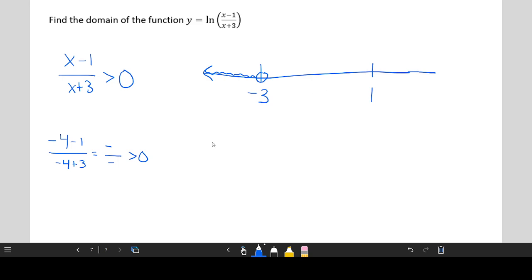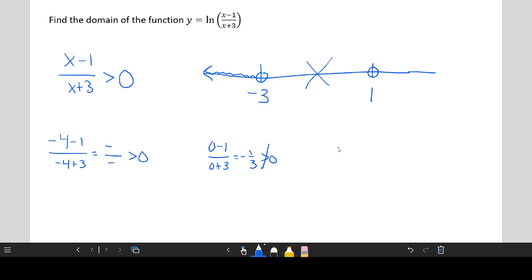For the middle, I'm going to use 0. That's a pretty easy number to use. We're going to have -1/3 here, which is not greater than 0. So if we plug in 0, we get a false statement here, so no solutions in the middle. The number 1 is going to give us a false statement as well, because we'll get 0 on the left. We'll have 0 over 4, which is 0. But this is a strict inequality. Right? 0 is not greater than 0. So 1 is not going to be included.